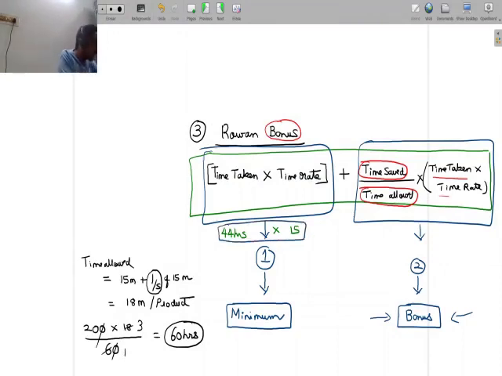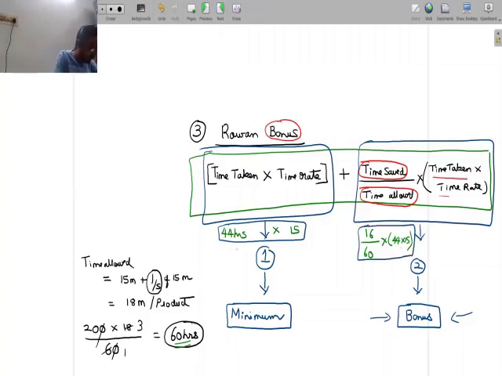Now let's look at the time saved. If 60 hours is the time given and 44 hours is the time taken, then 60 minus 44, 16 hours is the time saved. So 16 divided by 60, you get time saved by time allowed, into time taken into time rate. So that is going to be 44 into 15. So this is the second component.